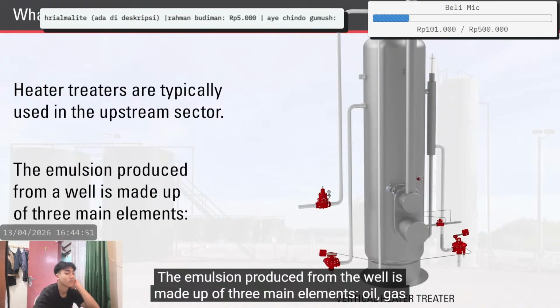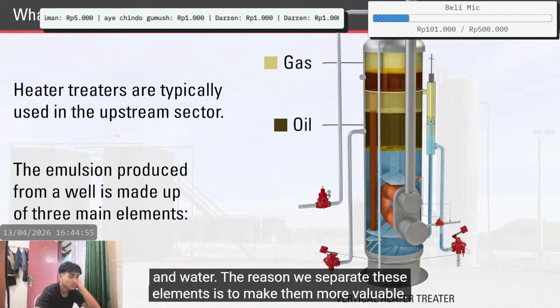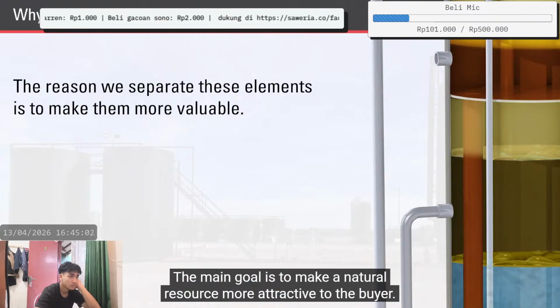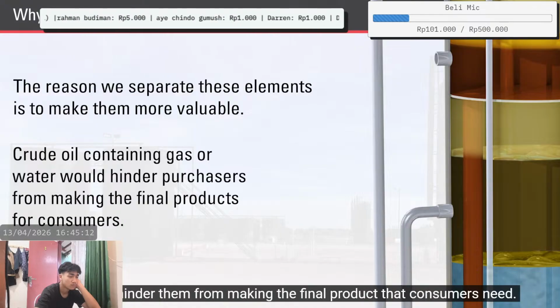The emulsion produced from a well is made up of three main elements: oil, gas, and water. The reason we separate these elements is to make them more valuable. The main goal is to make a natural resource more attractive to the buyer. Purchasers of crude oil don't want any gas and water in the oil they are buying. That would hinder them from making the final product that consumers need.